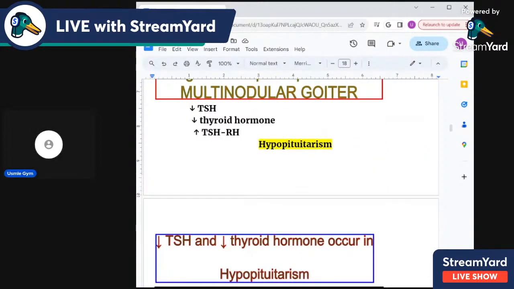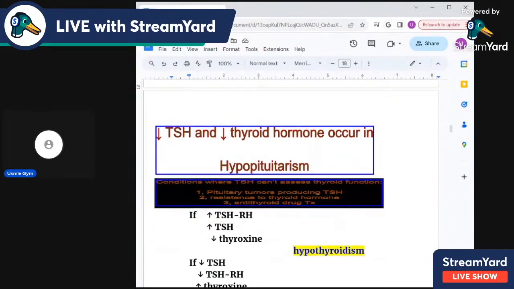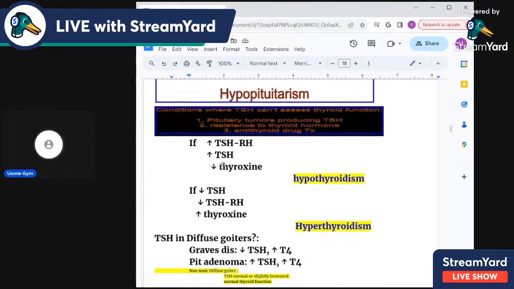Next condition is if there is decreased TSH, that will cause decreased thyroxine, and decreased thyroxine will cause increased TRH. So in this case, when TRH is increased, TSH is not increased, though it should be. This is due to hypopituitarism, because the pituitary is unable to produce TSH despite the stimulatory effect of TRH. So decreased TSH and decreased thyroxine occur in hypopituitarism.